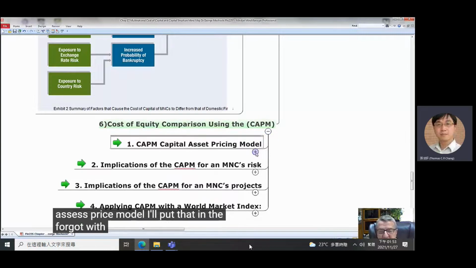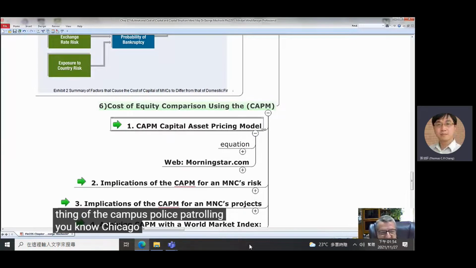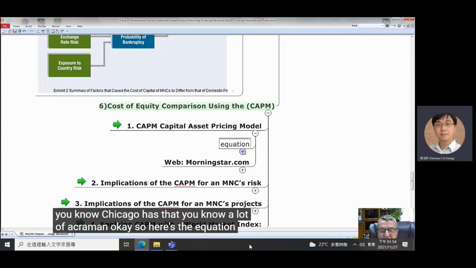Put that in. I forgot what the CAPM was afterwards. I think of the Kansas police patrolling. Chicago has that. Remember, a lot of acronyms. Okay, so here's the equation.